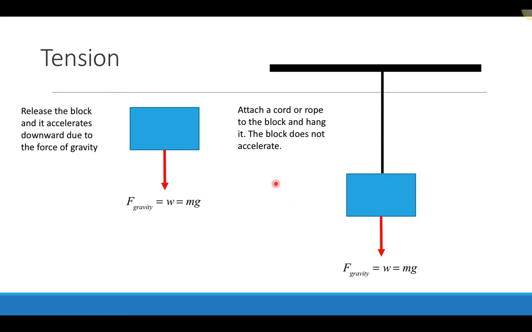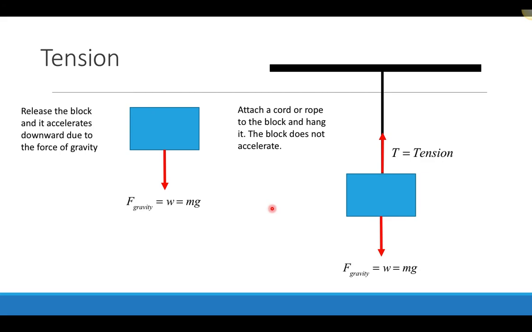And the block just hangs there. So it's not accelerating. The sum of the forces has to be equal to 0 because the acceleration is 0. It's at rest, and so there has to be some force that's holding this block up. And that force is the tension which acts through this cord. So anytime there's a cord attached to an object, there's a tension that acts along the direction of the cord and at the area of contact between the cord and the actual object. So we call that the tension.